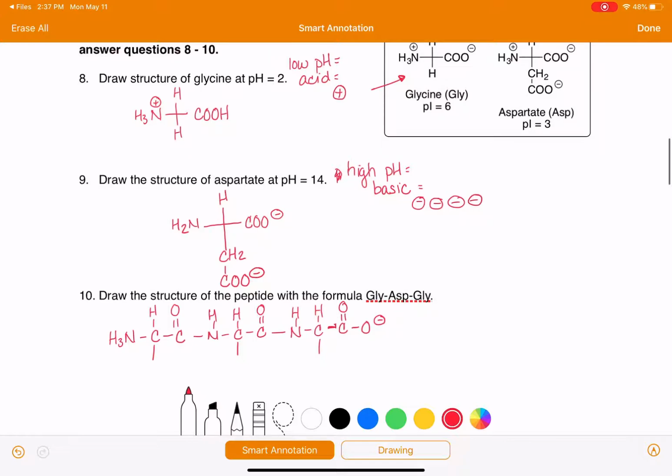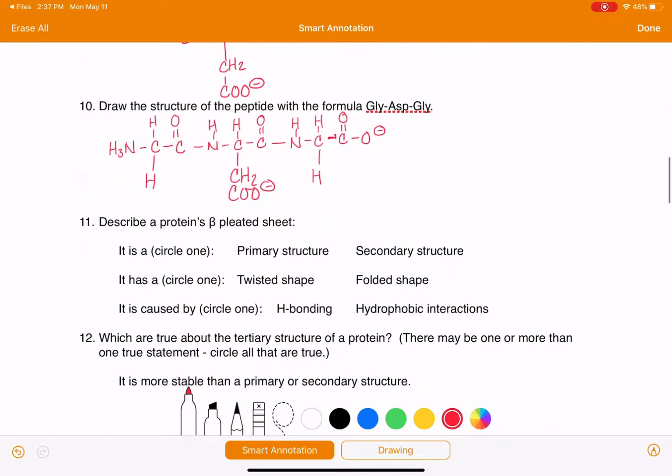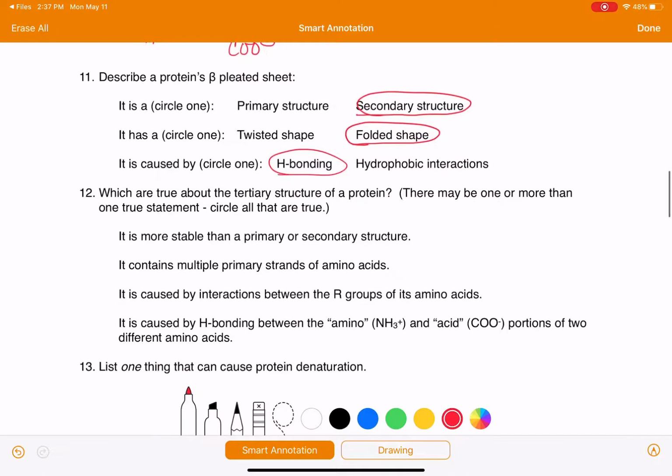GLY, R group is just a simple hydrogen, and we've got one of those at the beginning and one of those at the end. And then ASP has the CH2, COO minus, R group. So there's that peptide. Describe a protein's beta pleated sheet. The beta pleated sheet is part of the secondary structure. It has a flat folded shape caused by hydrogen bonding. Both of the secondary structures are caused by hydrogen bonding.